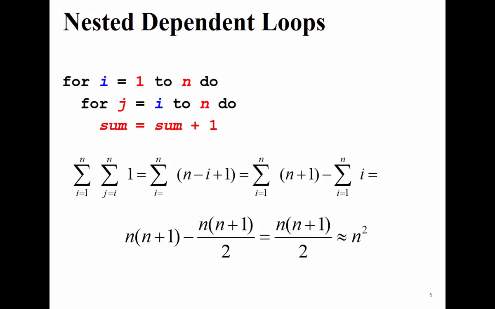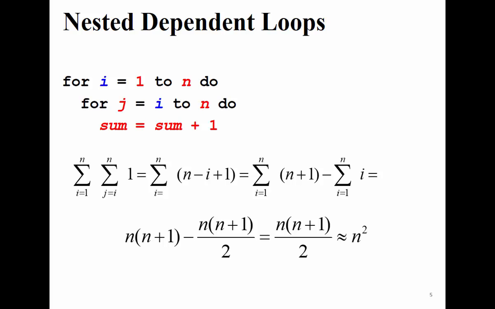We can start by using a double summation. The outer summation starts from i equal to 1 up to n. The inner summation starts from j equal to i up to n. Now, 1 here represents the time complexity for running this statement, sum equals sum plus 1. So we have one statement, and the running time for this one statement is 1 unit of time.